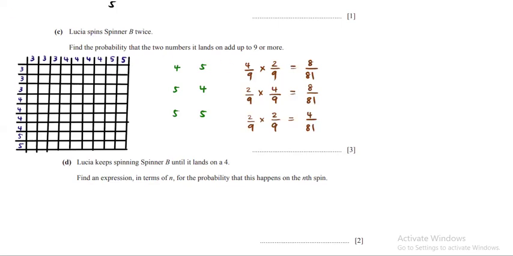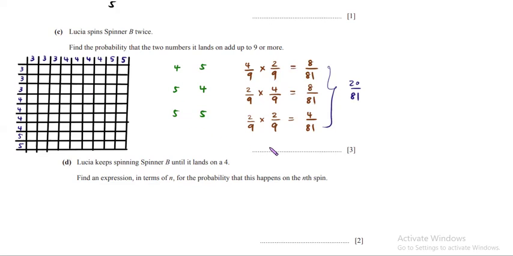Now what I got to do is, I need to add these three together to calculate the total probability. So that's going to be 8 out of 81, 8 out of 81, and 4 out of 81. So 8 and 8 is 16, 16 and 4 is 20. So that's going to be 20 out of 81. So this is what we get, and this is the answer in the simplest form. Now this is one way of doing it.